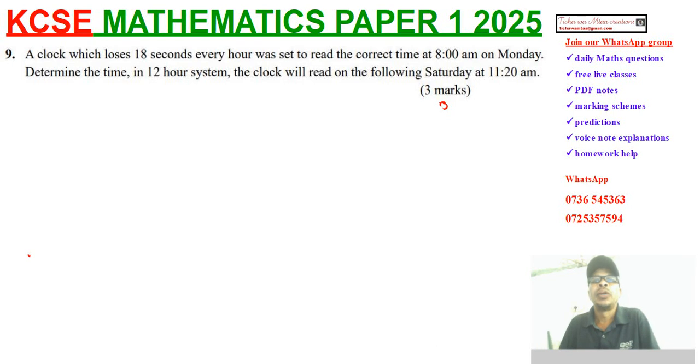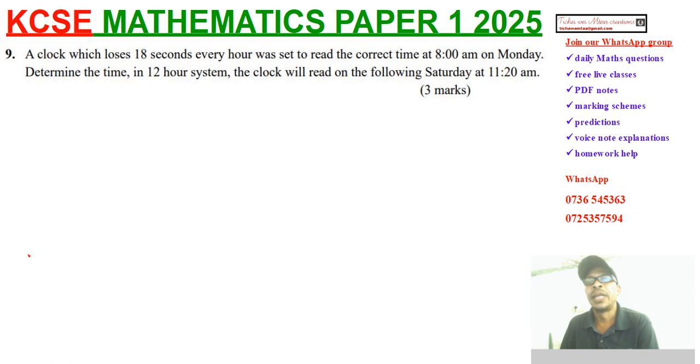So this is 2025 Paper 1 KCSE Mathematics question number 9, and we are told a clock which loses 18 seconds every hour was set to read correct time at 8 a.m. on Monday. Determine the time in 12-hour system the clock will read on the following Saturday at 11:20, and you get 3 marks.